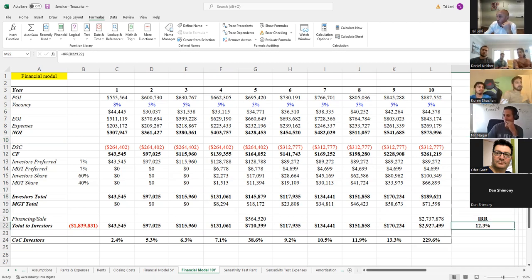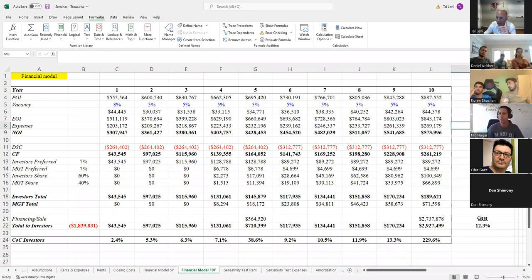So we got to 12.3%. I'm saying, if my investor on this kind of deal gets 12.3%, that is an attractive deal. And this is for me the best indication of whether I want to do the deal or not: how much my investor is getting. Because if it's not attractive enough for them, they're not going to want to do it with me. Make sense? Makes sense. Okay.